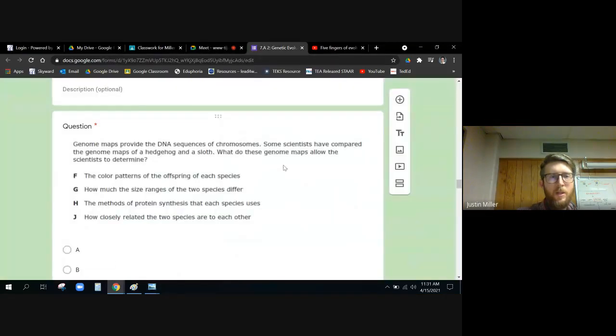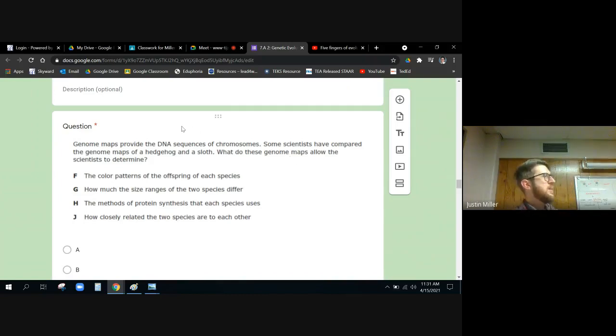Okay, so a genome map is basically just looking at the DNA. It's comparing DNA, okay? Comparing DNA, some scientists have compared the DNA of a hedgehog and a sloth. What do these DNA comparisons, genome maps, allow the scientists to determine?